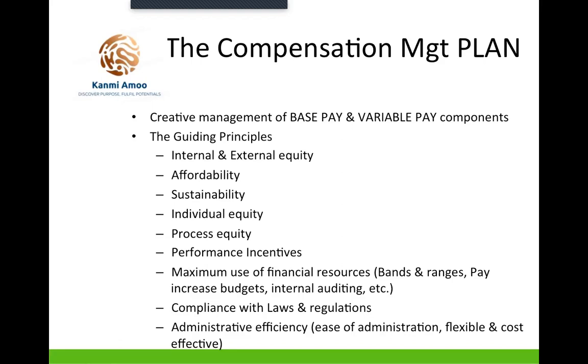Don't forget the guiding principles in doing your compensation management plan. I've said there must be internal and external equity. Internal means you are paying people fairly and justly. External means vis-a-vis your comparators in the industry, your competitors in the industry, you are equitable. Vis-a-vis also the national inflation, based on your COLA, cost of living adjustment, you are equitable. That's external. Internal is what you can manage.